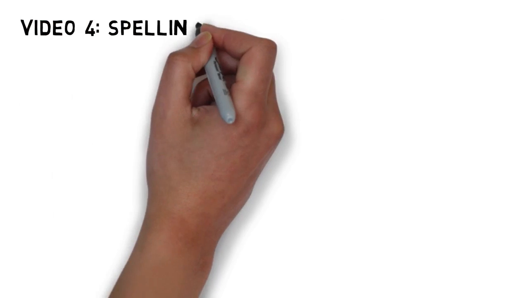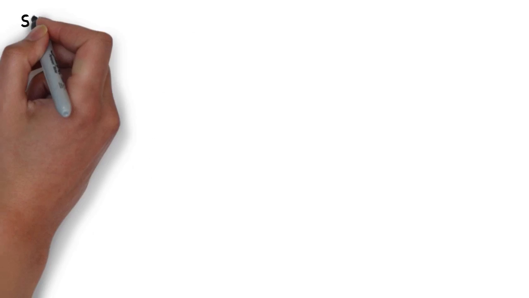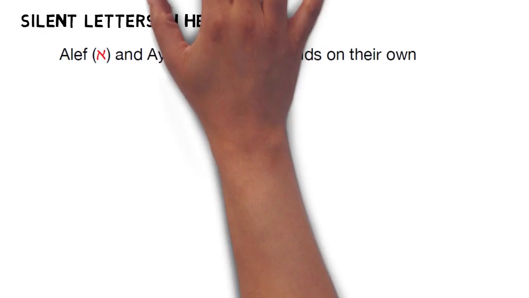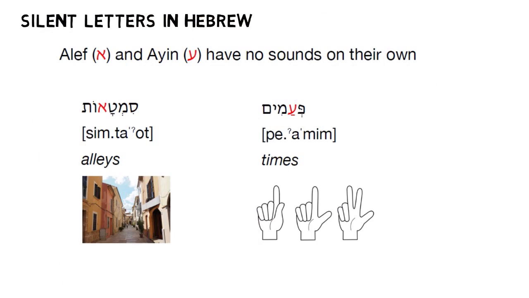And with that, we're all done. To quickly review, in this video, we talked about 4 big spelling-related topics. We began with some silent letters. There was aleph, as in simtaot, and ein, as in pe'amim. These consonants are always silent and generally function as vowel placeholders.